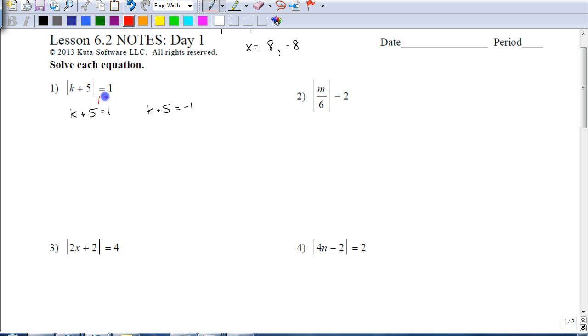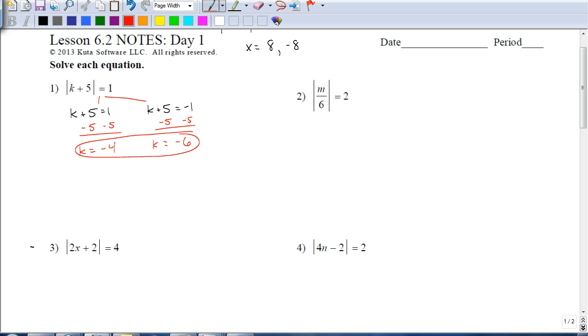That will always be the case. There's always going to be two equations. So the first one, when I subtract 5 from both sides, I get k equals 1 minus 5, which is negative 4. But here when I subtract 5 from both sides, I don't get positive 4, so my answer is not negative 4 and positive 4. It's k equals negative 4, and here is negative 6. So I'd have two values for k that I could put in here.